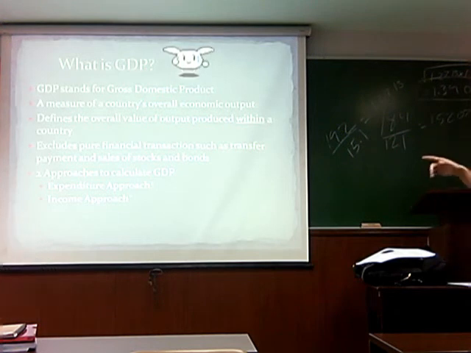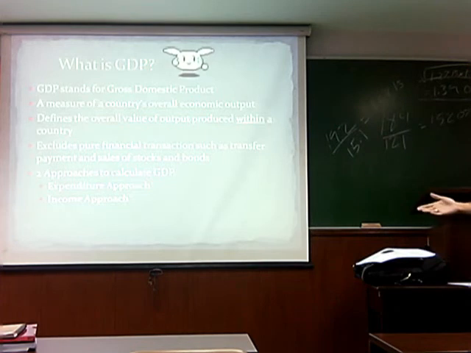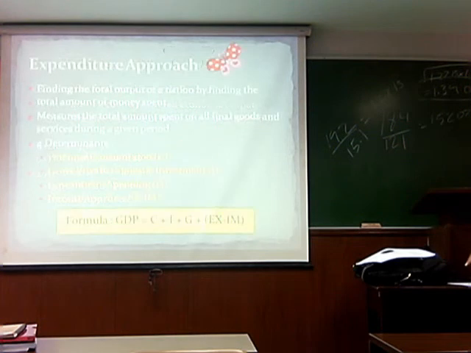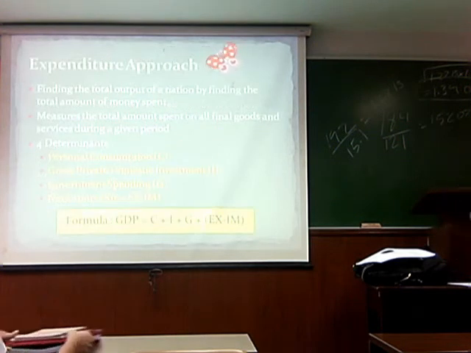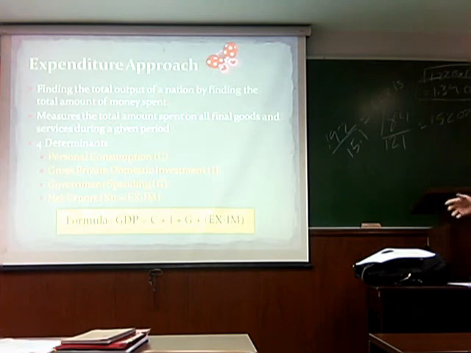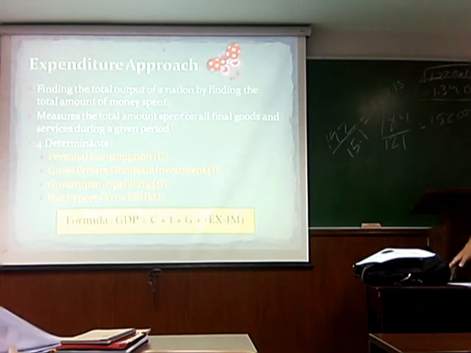But pure financial transactions such as transfer payments and sales of stocks and bonds are not included in GDP. There are two approaches to calculate GDP. The first one is the expenditure approach, and the other one is the income approach. The expenditure approach is basically an output accounting method, and it focuses on finding the total output of the nation by finding the total amount of money spent.